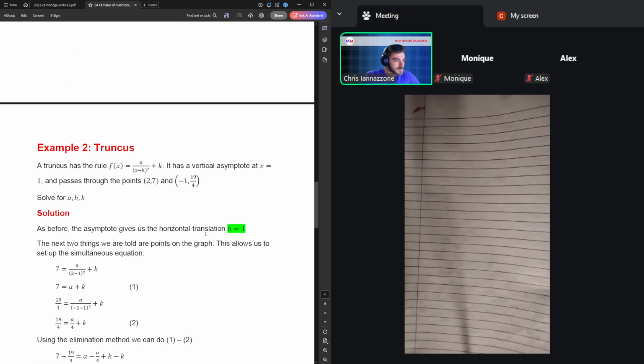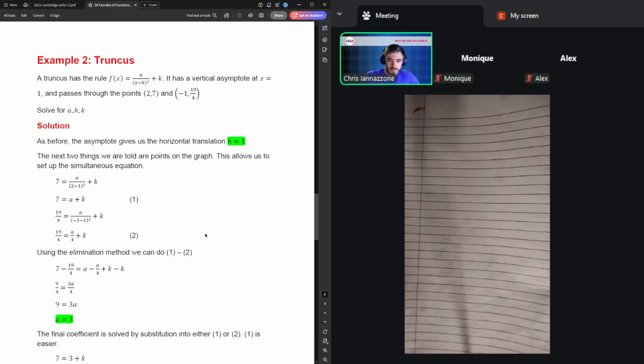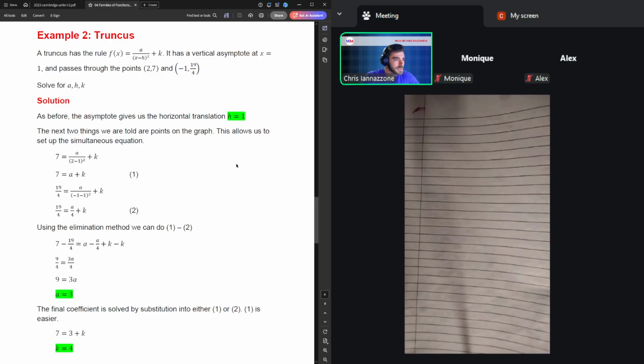And if I go too fast, feel free to let me know. I'm happy to go back on things. But for now, let's have a look at the truncus. So very similar thing, right? The truncus has a very similar type of graph to it, the only difference being that the denominator is now squared. That's literally the only difference.